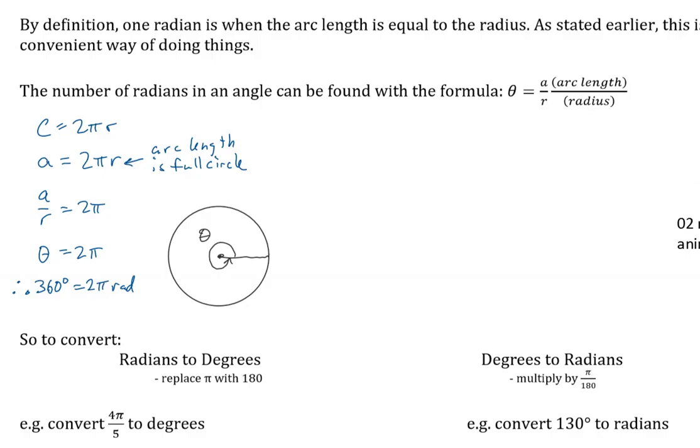So if you're talking degrees, you need the degree symbol. If you're talking radians, we don't put a unit on the angle, because it is kind of unitless. It's a ratio, so we don't need it. But in this case, because we're converting, I'm going to put RAD to specify what I'm talking about. Does that make sense?